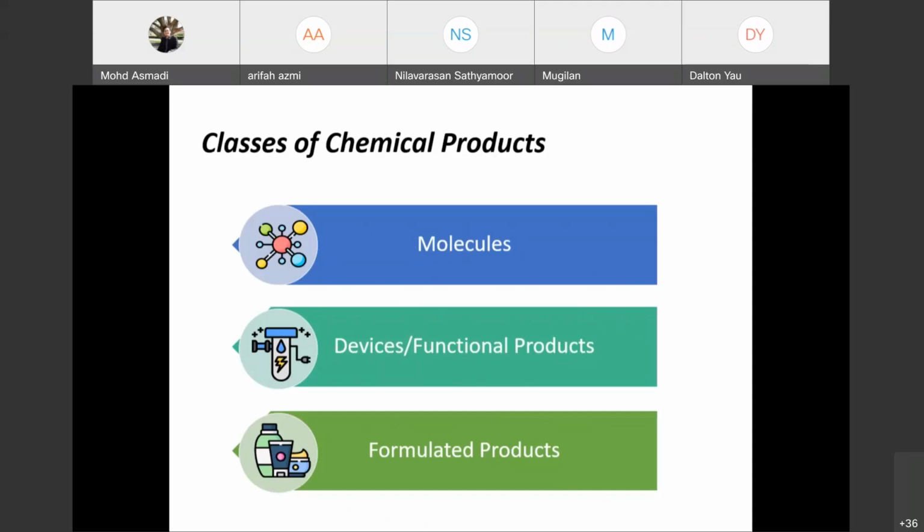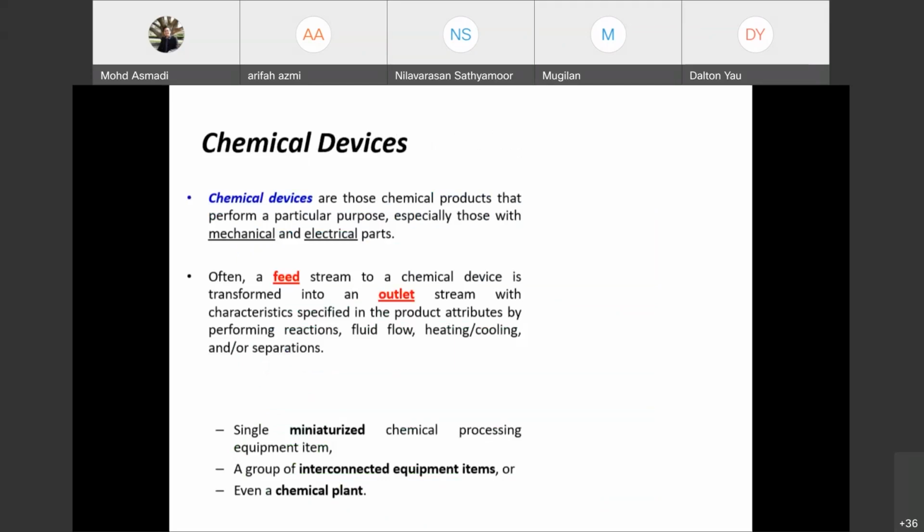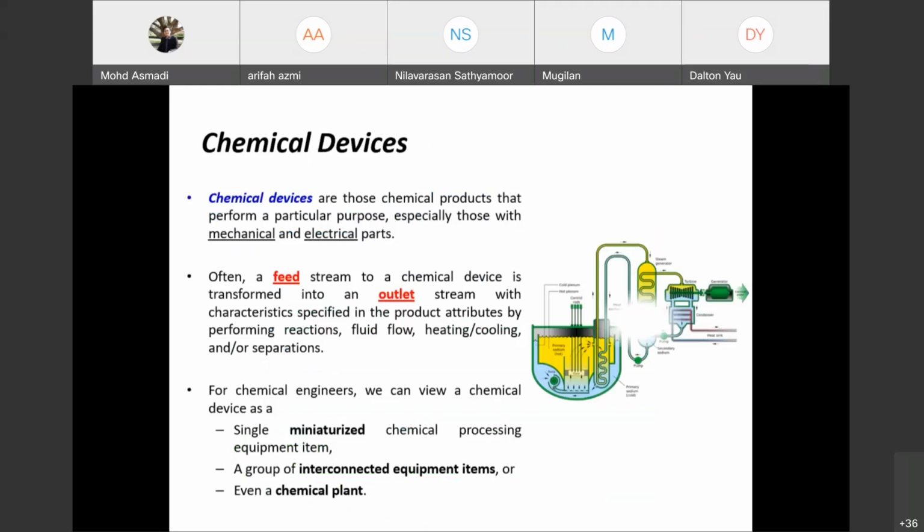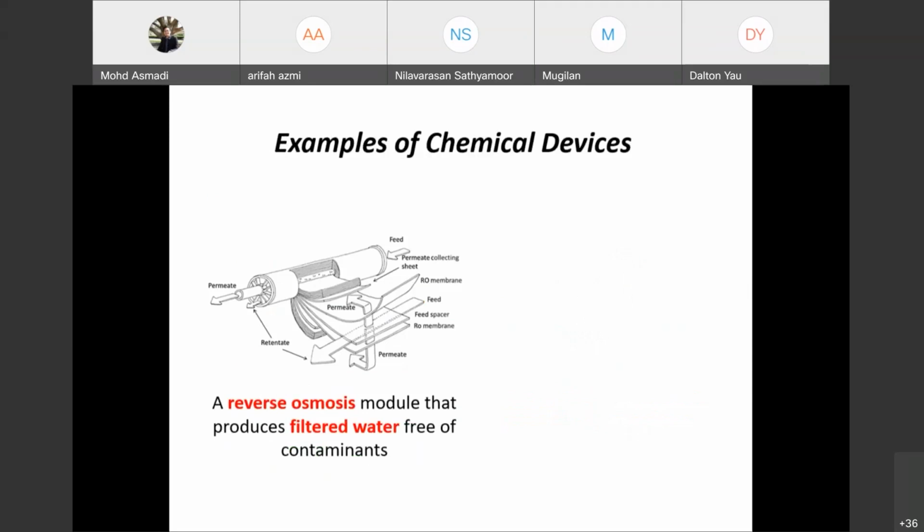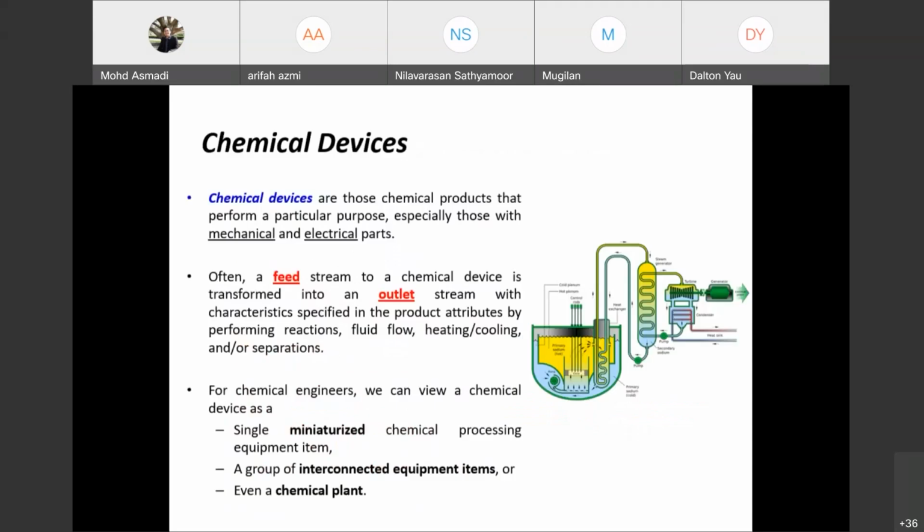So let's see the chemical devices. If you look here, a chemical device is actually a chemical product that can perform a particular purpose, especially those with mechanical and electrical parts. The main thing that differentiates it from the other classes of products is that a chemical device should have a feed stream and an outlet stream. That is the difference.